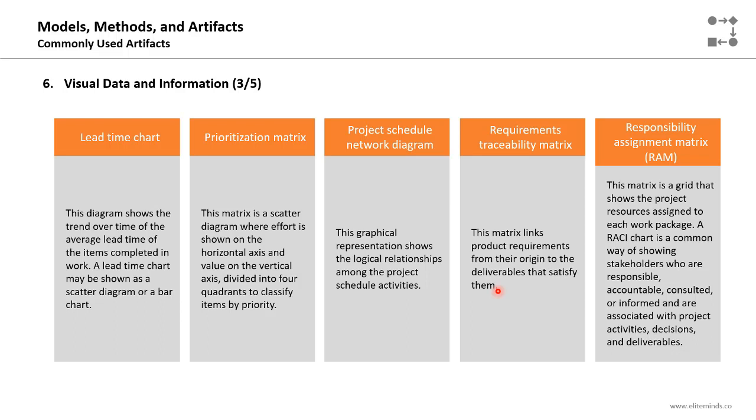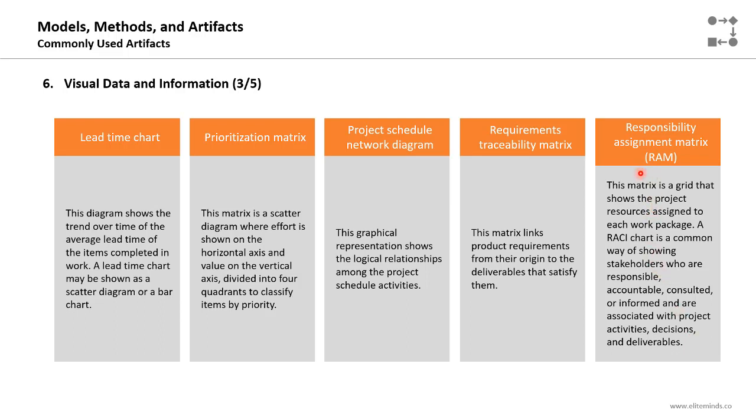Responsibility assignment matrix, or RAM. This matrix is a grid that shows the project resources assigned to each work package. So each work package located on the work breakdown structure should be linked to a resource who will be responsible for the work of this package. A RACI chart is a common way of showing stakeholders who are responsible, accountable, consulted, or informed, and they are associated with project activities, decisions, and deliverables.